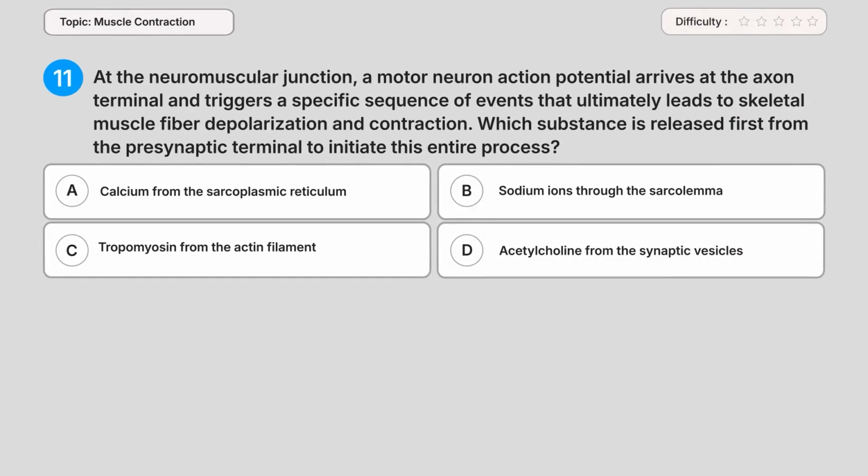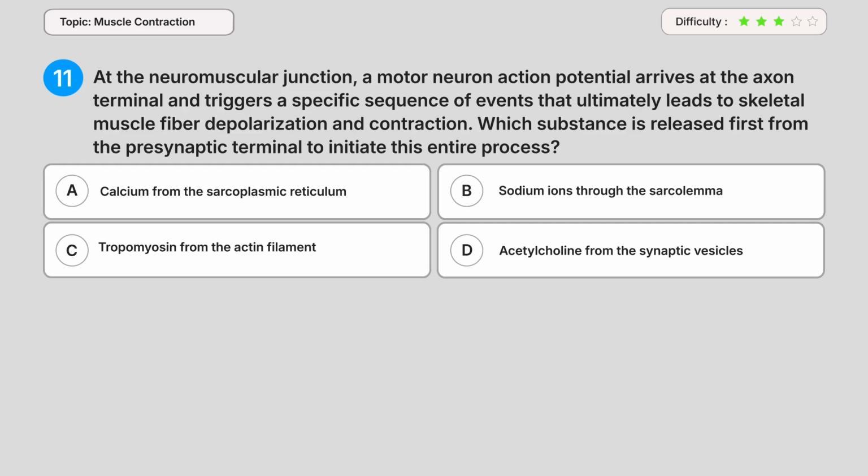11. At the neuromuscular junction, a motor neuron action potential arrives at the axon terminal and triggers a specific sequence of events that ultimately leads to skeletal muscle fiber depolarization and contraction. Which substance is released first from the presynaptic terminal to initiate this entire process?